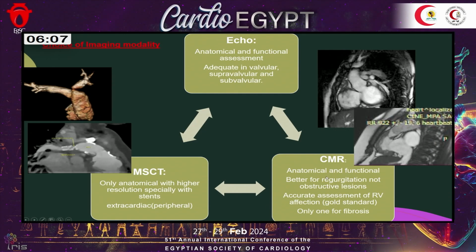The cardiac MRI will give you anatomical and functional information. However, it is not very accurate in obstructive lesions, but it is the gold standard for RV assessment, volumes and function, and it is the only tool that will detect fibrosis because of its tissue characterization capabilities.